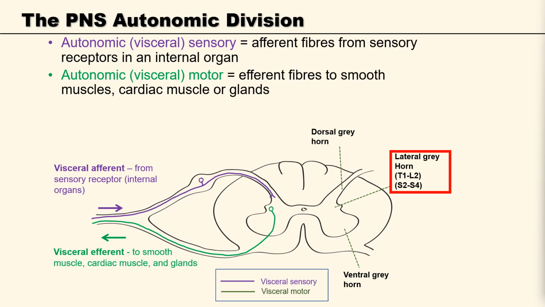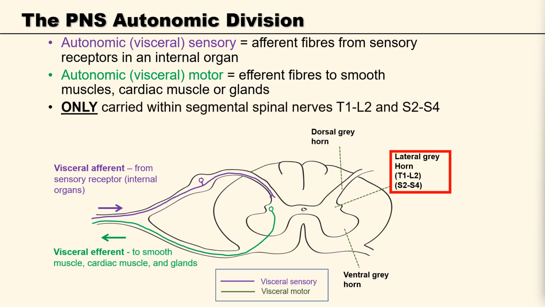which, if you remember back to our first video when we looked at the cross-section of the spinal cord, you'll remember that they only arise from T1 to L2 and S2 to S4. So we know that some innervation from the autonomic nervous system arises from the spinal cord, but they can only arise from the levels T1 to L2 or S2 to S4.